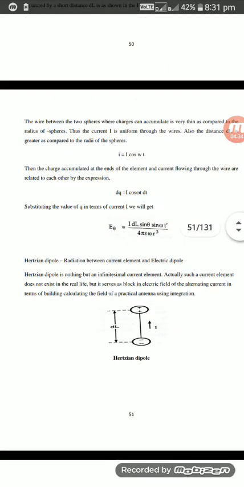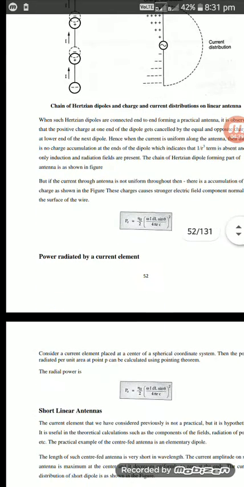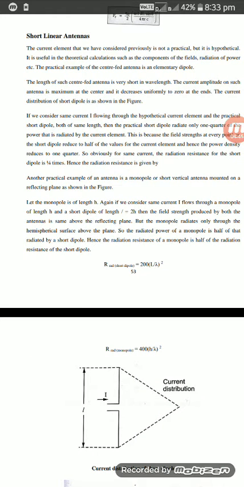Next, go for E naught, considered for dipole antennas. Next, the short linear antenna. The short linear antenna depends on the current element, and we have theoretical calculations of short linear antennas. That is the radiation resistance R. The length is L by lambda.